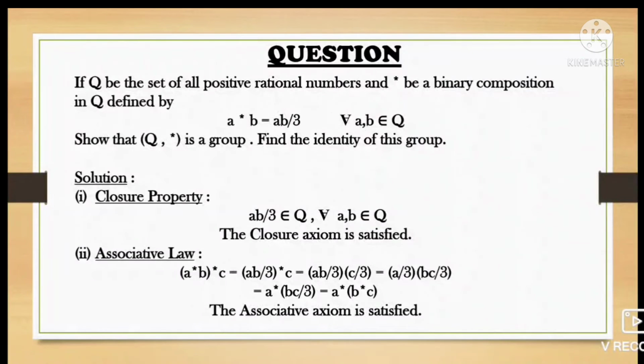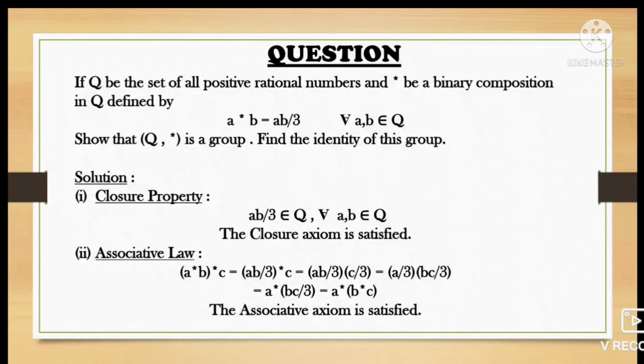If Q is the set of all positive rational numbers and star is a binary composition in Q defined by the equation A star B equals AB by 3 for all A, B belonging to Q. Now in this question we have to show that Q, star is a group, and we also have to find the identity of this group.